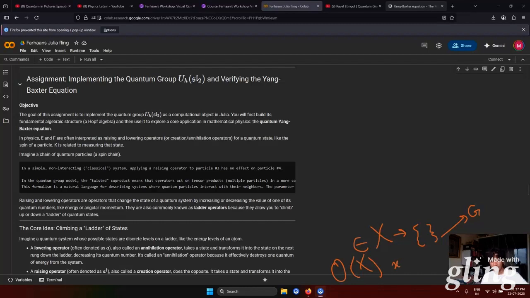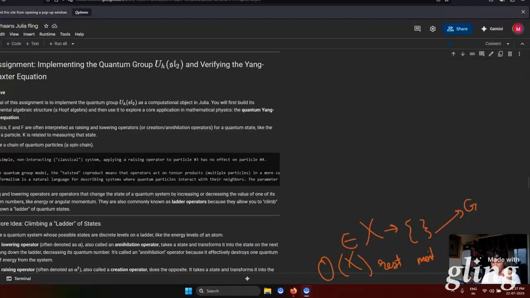If I'm going from, let's not call it X, let's call it rest, I'm going from rest to motion. Very simple example.